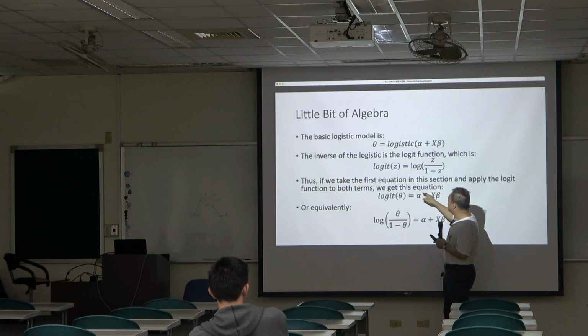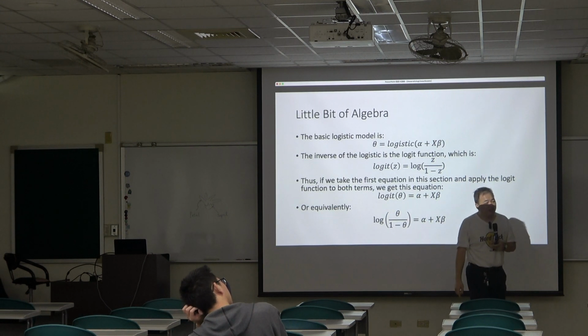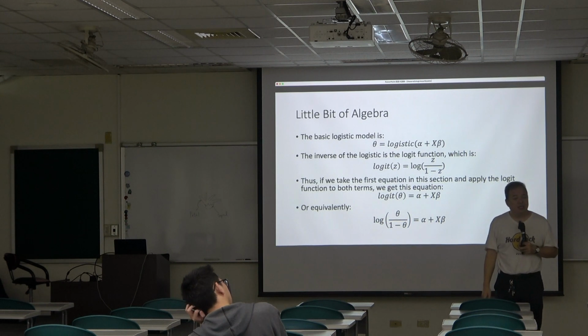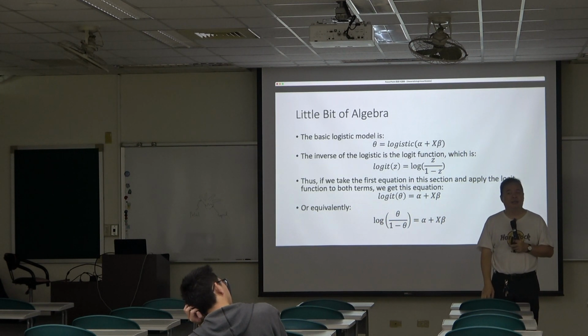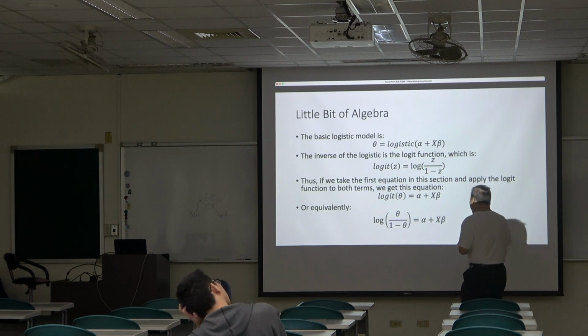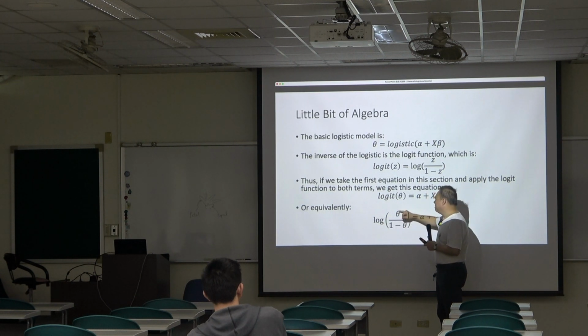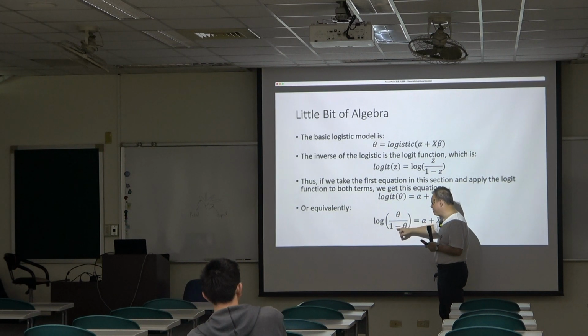Then you can write the left hand side in the original form of the logit function. This 1 minus z is 1 minus theta. Remember what theta is. Theta is the probability of the positive class, right? And now we are talking about binary classification, so 1 minus theta is the probability of the negative class. So interestingly, alpha plus x beta will be the log of the probability of the positive class divided by the probability of the negative class.